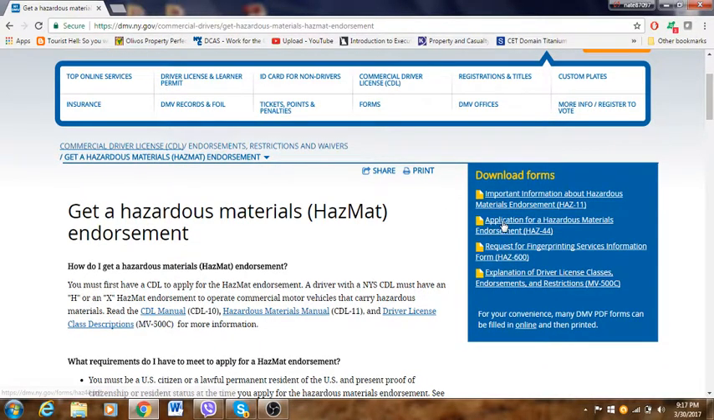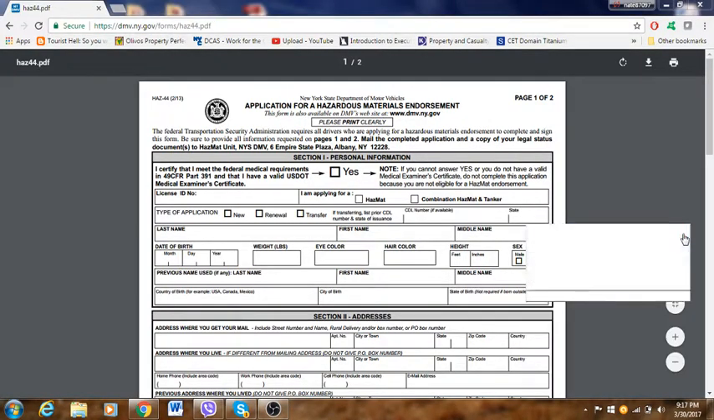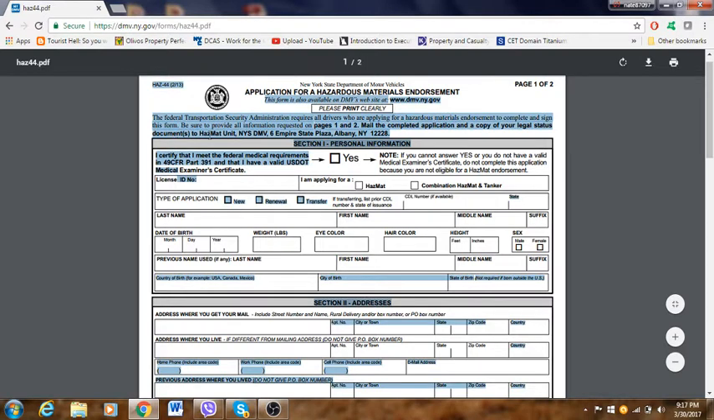So you click on this one, application for hazardous material endorsement, Has 44. You click on it, and a new screen is going to pop up with the Has 44 license application. Once it opens, it will have instructions on how to fill it out. As you can see, the Federal Transportation Administration requires all drivers who are applying for a hazardous material endorsement to complete and sign this form. Be sure to provide all information requested on page 1 and 2. Mail the complete application, a copy of your legal status documents to Hazmat Unit, New York State DMV, 6 Empire State Plaza, Albany, New York 12228.